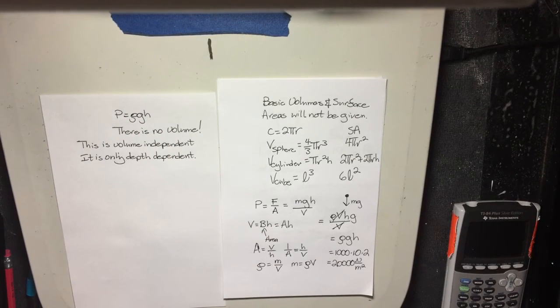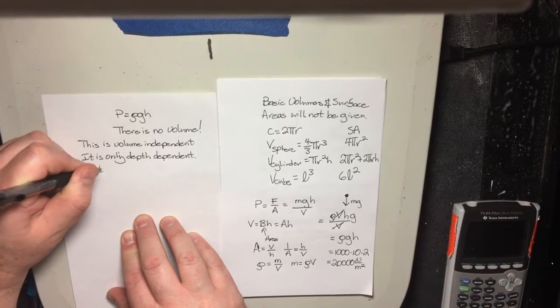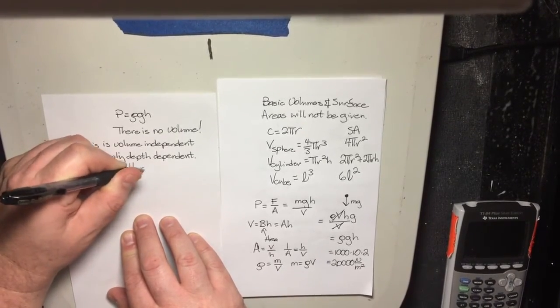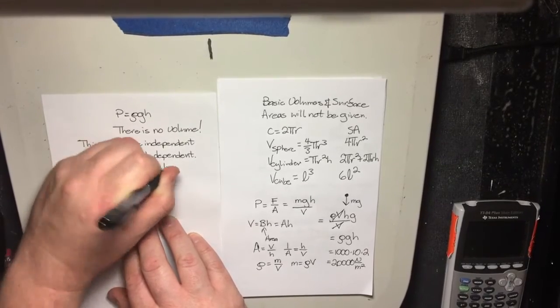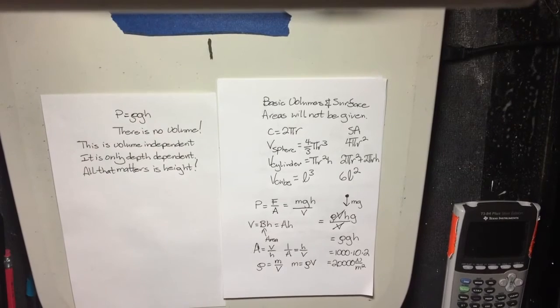So all that mattered was not the geometric shape of the object. It could have been a cylinder, could have been a rectangular object, could have been a cube. All that matters is the height.